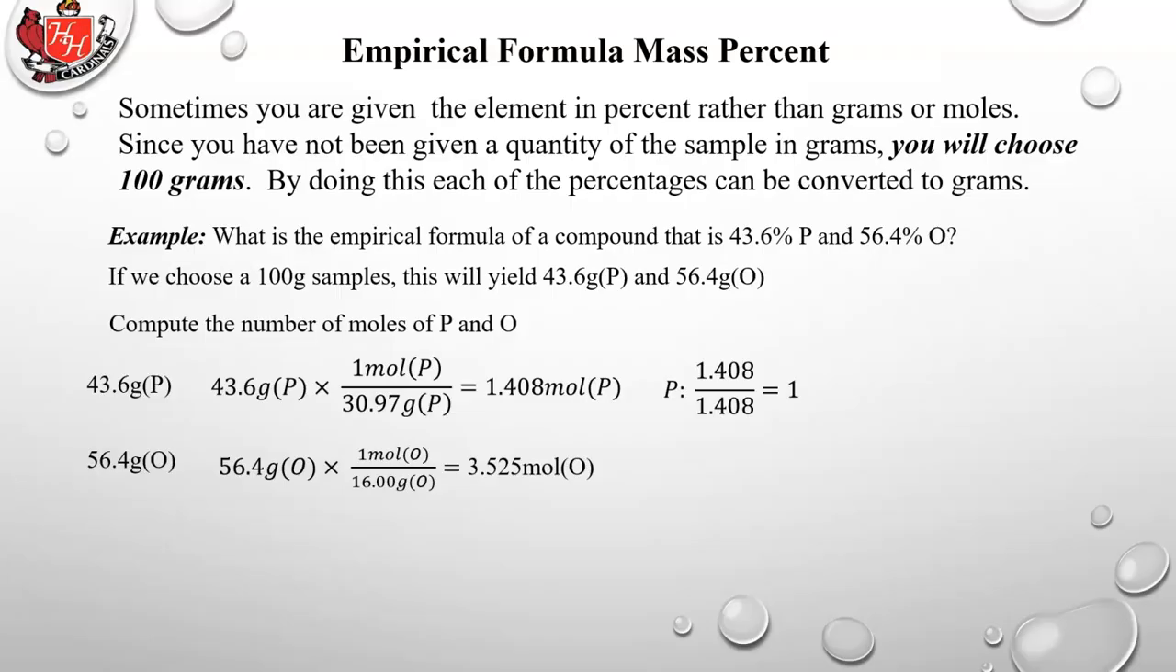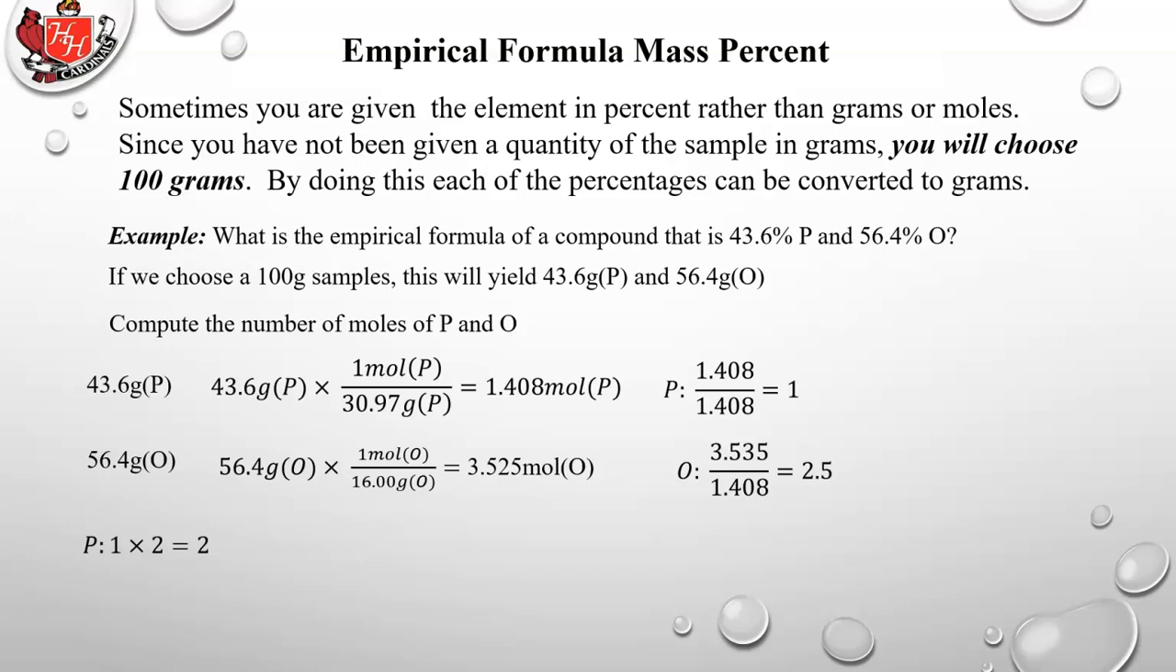So now we do what we did in empirical formulas before. We simply create a ratio with the smallest number on bottom. So the smaller of the two numbers is always going to come out to be a ratio of 1. And the larger of the two in this case is 3.525 over 1.408. That gives you 2.5.